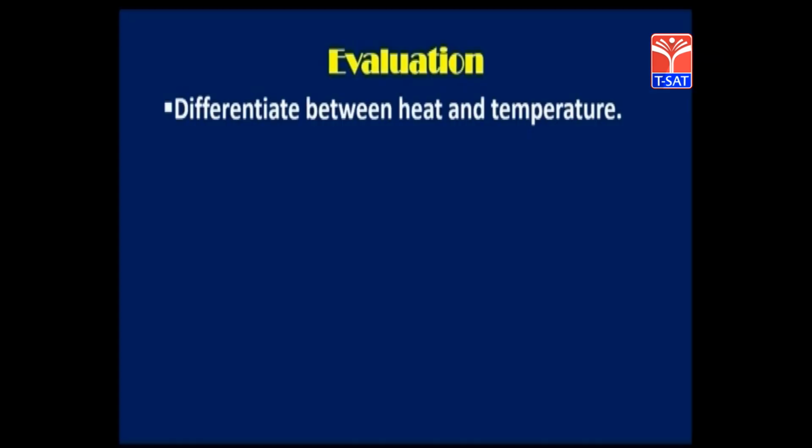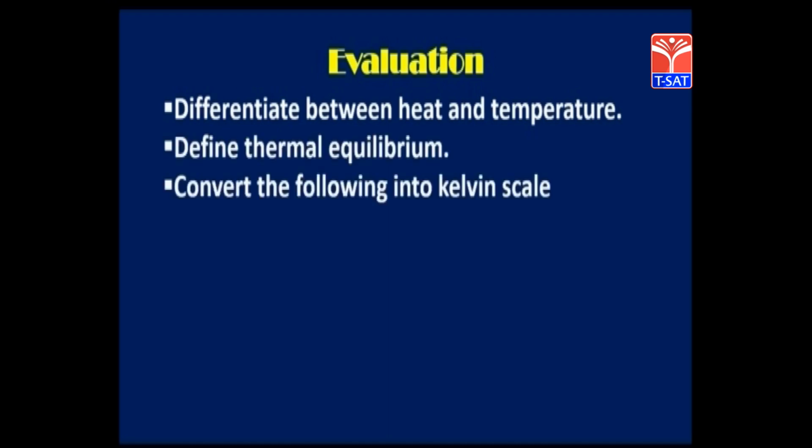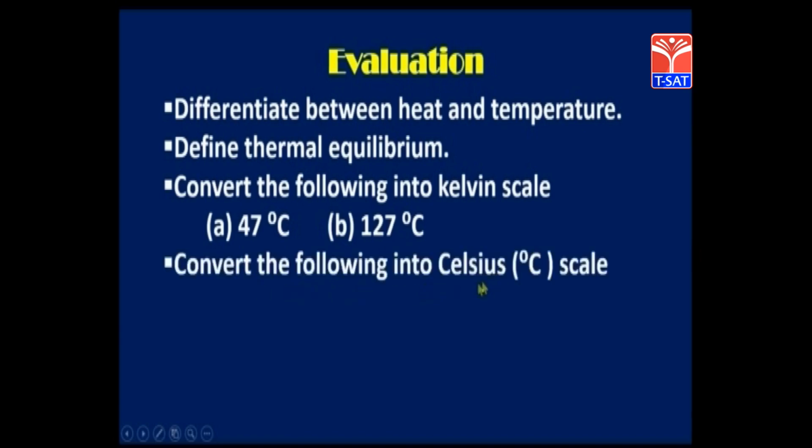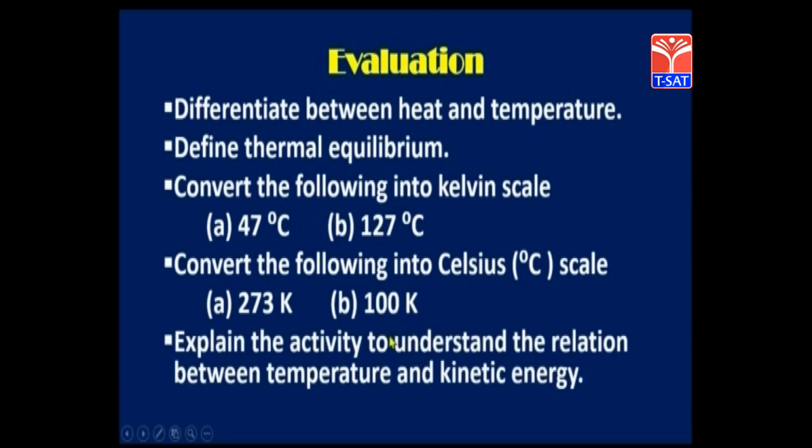So, try to answer the questions here. Differentiate between heat and temperature. From the lesson, now you can make points and write the difference between heat and temperature. Define thermal equilibrium. Convert the following into Kelvin scale. I have given two temperatures here, children: 47 degrees Celsius and 127 degrees Celsius. Convert these two into Kelvin scale. Convert the following into Celsius scale. Now, two temperatures are given in Kelvin scale: 273 Kelvin and 100 Kelvin. Convert them into degrees Celsius, and explain an activity to understand the relation between temperature and kinetic energy.